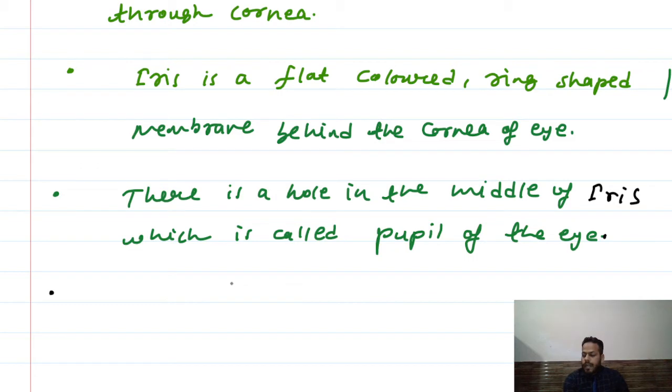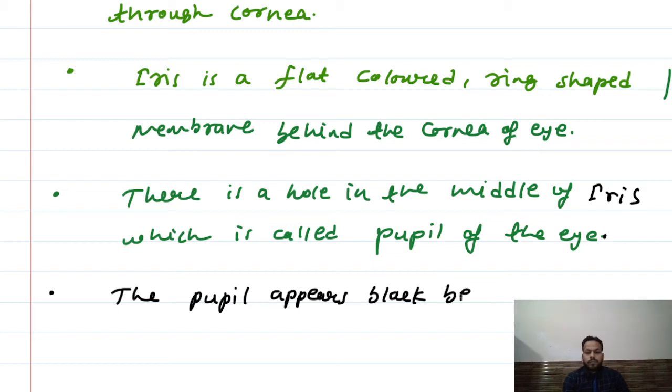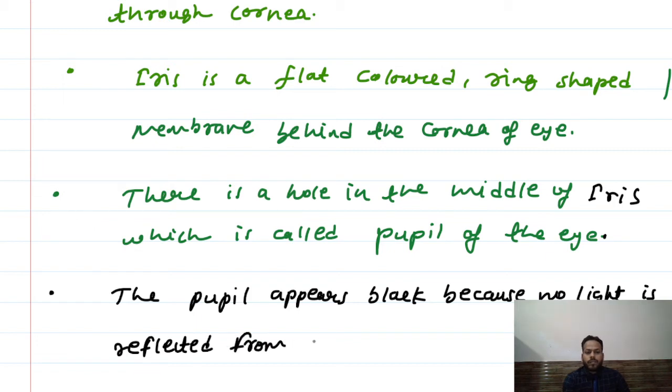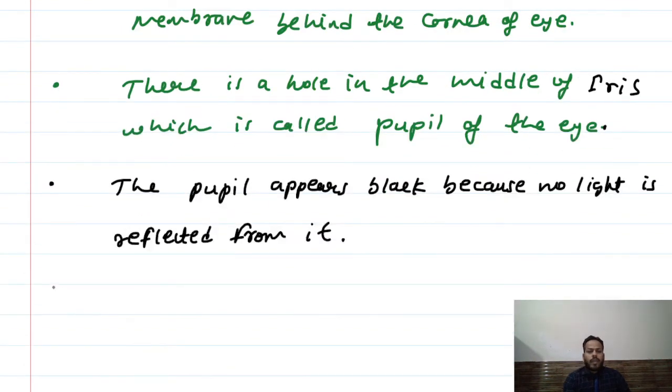The pupil appears black because no light is reflected from it. यहाँ से कोई भी लाइट का रिफ्लेक्शन नहीं होता है, and that's why the pupil appears black.